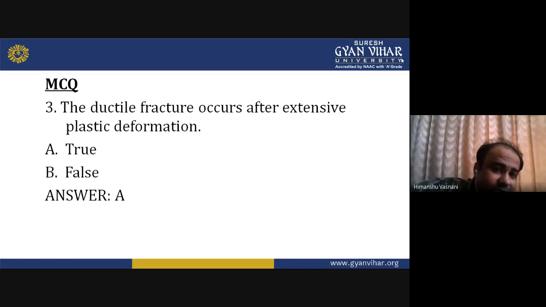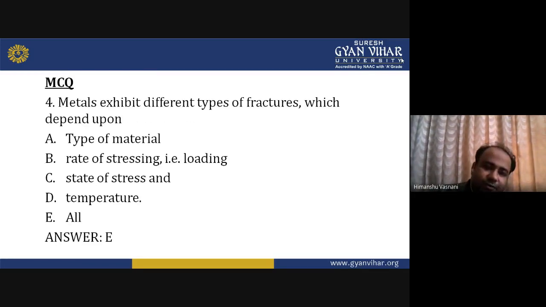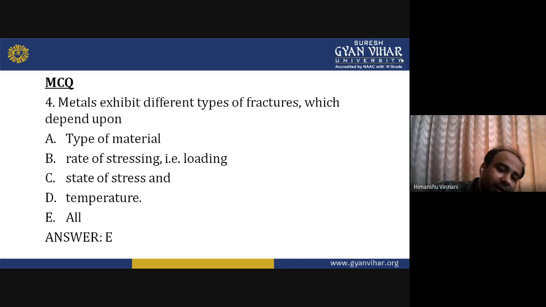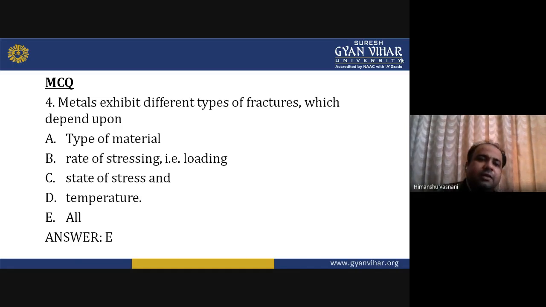The ductile fracture occurs after extensive plastic deformation. You can compare it to ductile and brittle fracture. This is true. Now, metals exhibit different types of fractures, which depend upon the type of material, the rate of stressing and loading, the state of stress, or temperature.